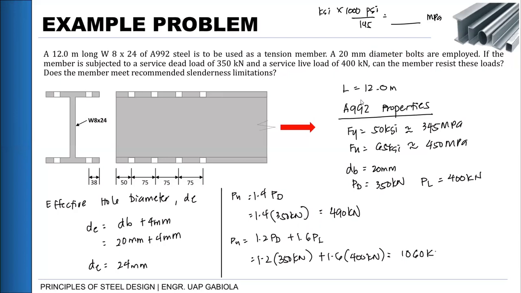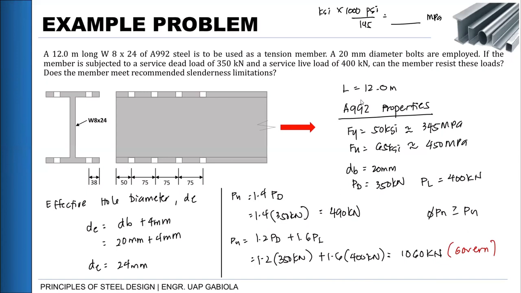Okay, 1060 kilonewton. So between the two values of two load combinations, we need to select the most critical, which is the largest or the maximum value. So for here, this is our governing load. So we now identified the ultimate load that we need to satisfy on our LRFD requirement, which is our capacity should be greater than or equal to Pu.